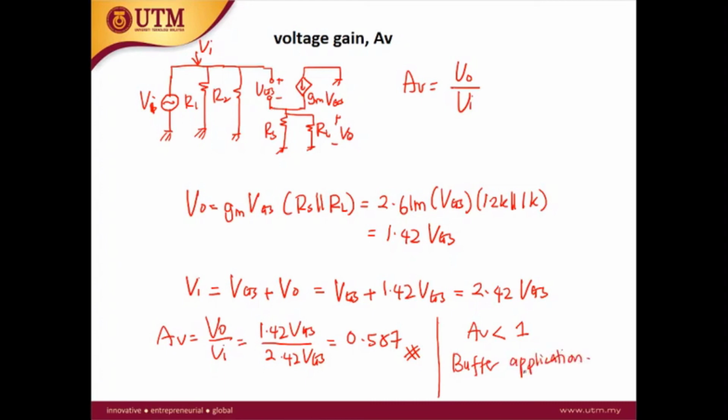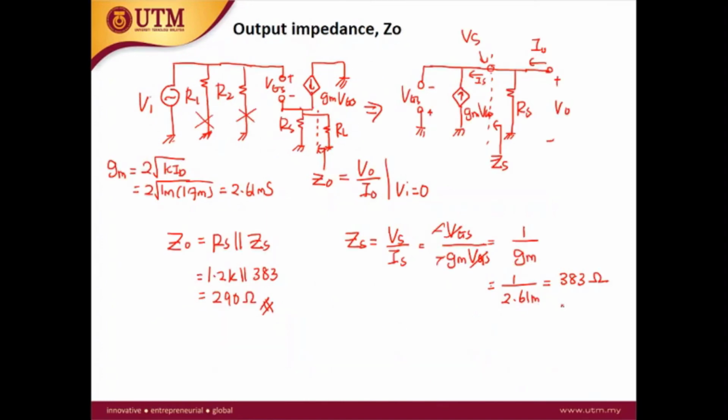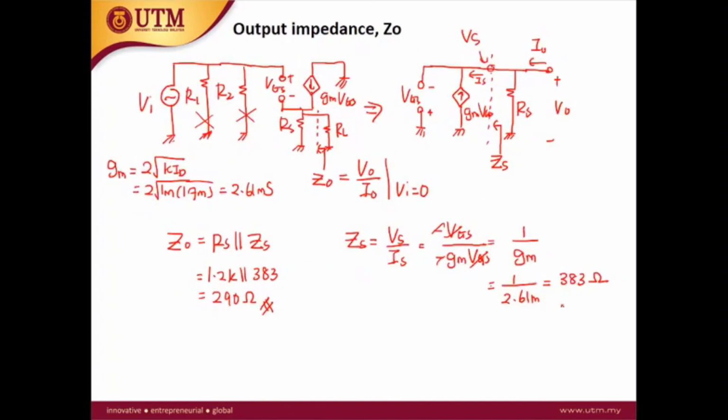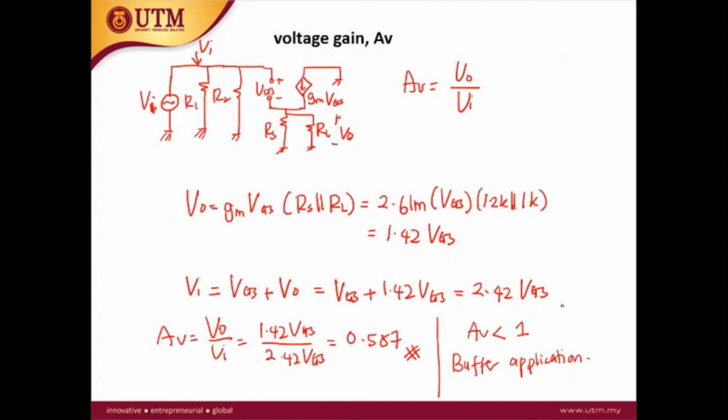Okay. What does a buffer do? What is the function of the buffer? Buffer acts as a matching circuit, an impedance matching circuit. One of the requirements of the buffer is you need to have high input impedance and low output impedance. If you see our analysis just now, the output impedance is quite small, 290 ohm, whereas the input impedance is 300 kilo ohm. So this is the characteristic of the common drain.